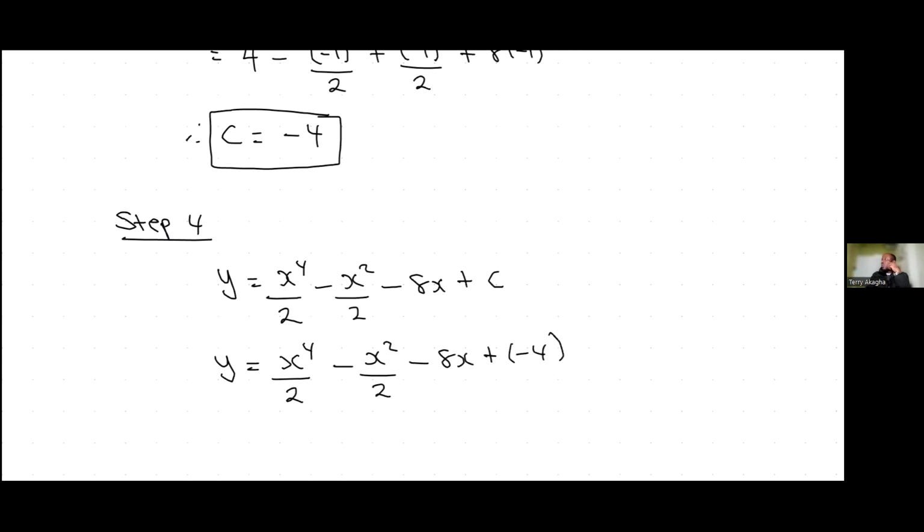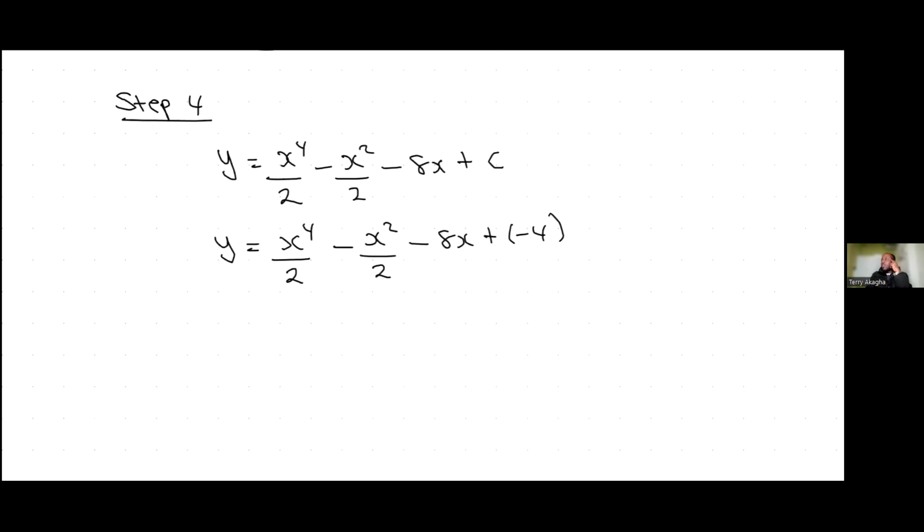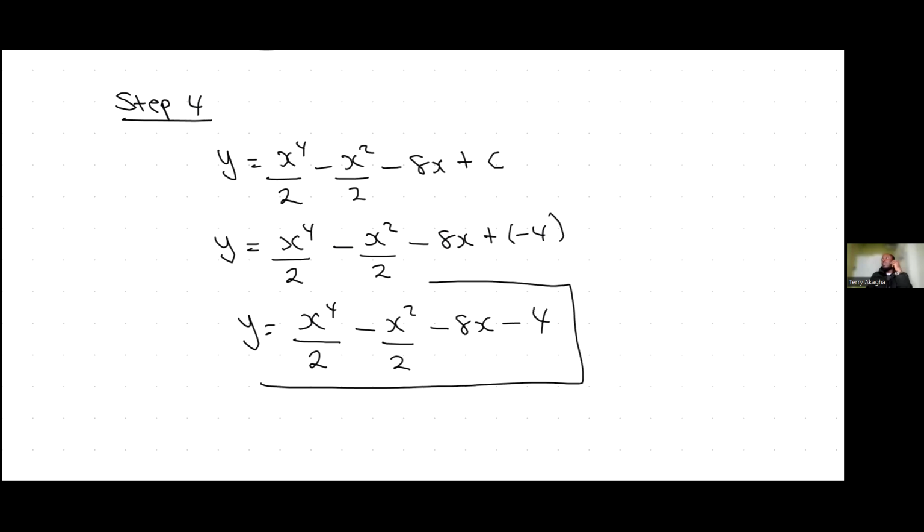Plus times minus will give you what? Minus. So it's going to give you y is going to be x⁴ divided by 2 minus x² divided by 2 minus 8x minus 4. And that will be the answer for that. Okay? Now, so that is that. We've gotten the expression for y.